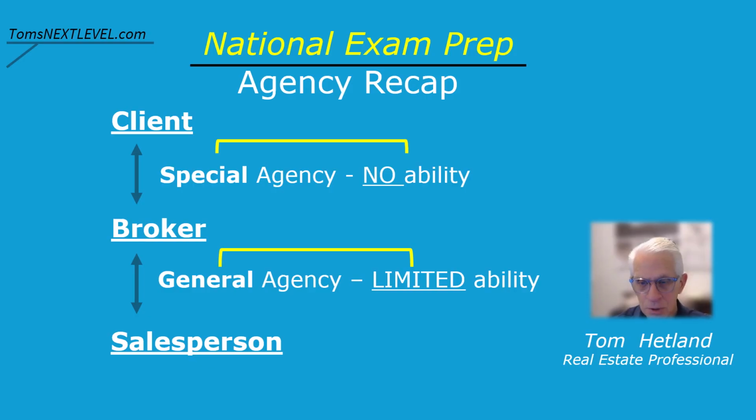So when Tom brought the listing back to the office, broker Bob looked at it and approved it. Now broker Bob is bound to the terms of that listing, even though broker Bob didn't sign it. Tom signed it because of their general agency relationship, giving Tom the limited ability to bind his principal.